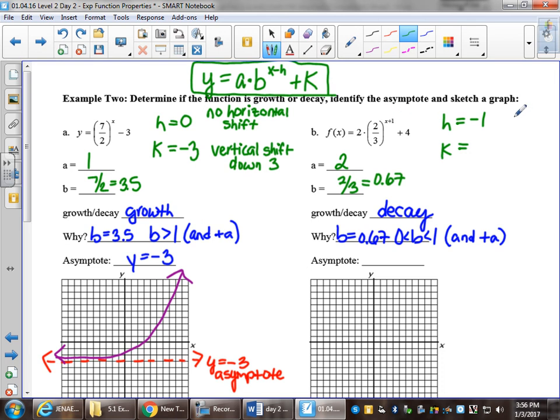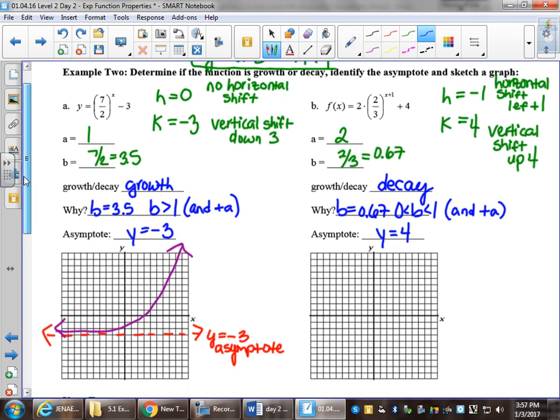H is all about horizontal shift. So this is a horizontal shift left 1. Here K is a positive 4, so K equals 4. K is all about vertical shift, so this is a vertical shift up 4. I know that K is 4, so I know that my asymptote happens at y equals 4.